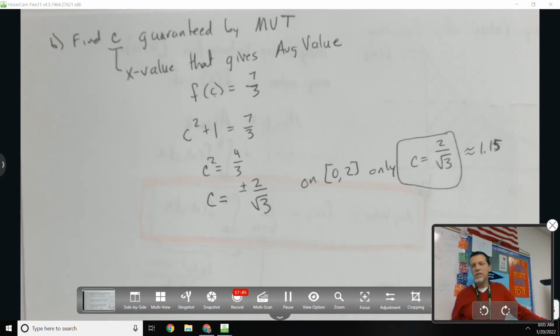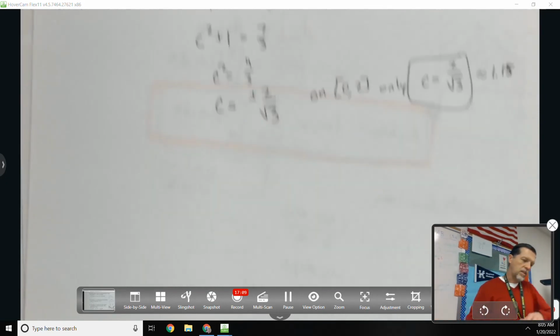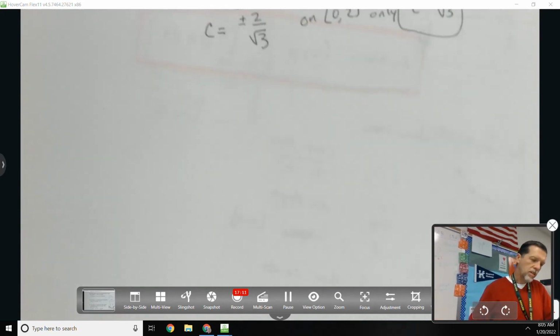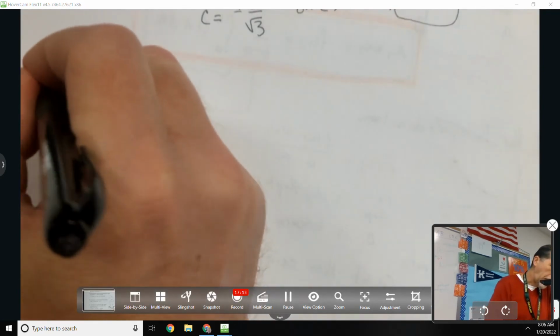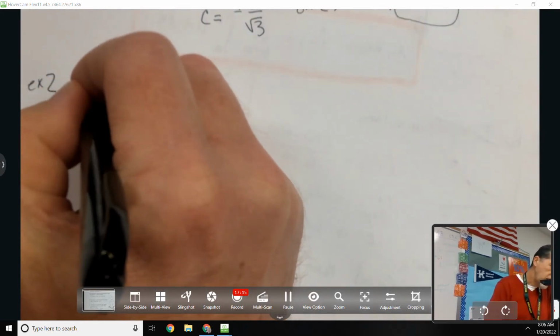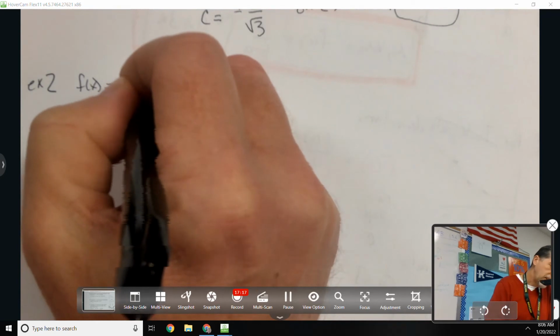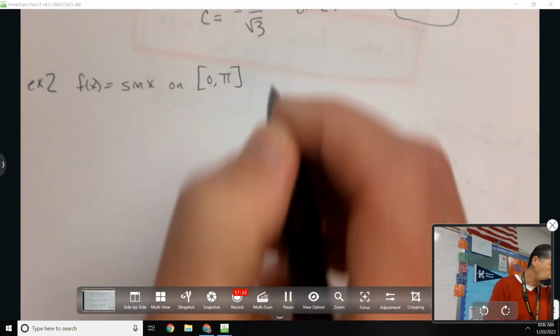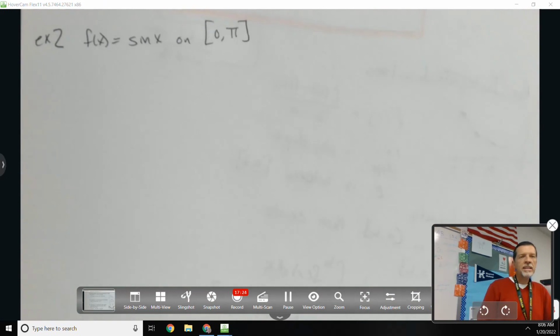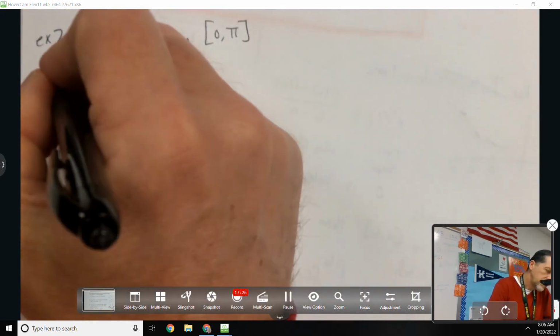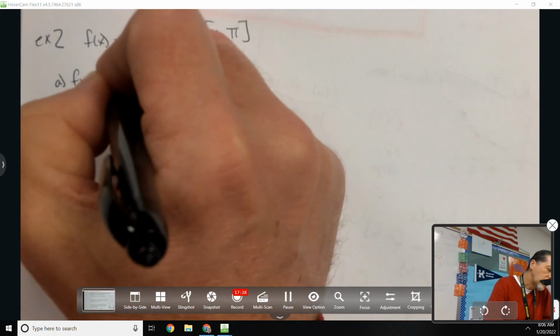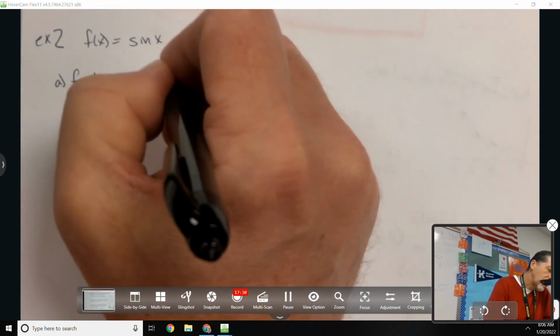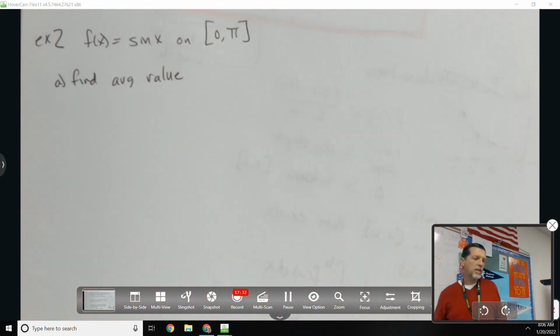Again, almost all these questions are 2 parts. Find the average value and find C where that happens. Let's do one more. F of x equals sine of x on 0 to pi. And it's going to be the same 2 questions. Find the average value. And then we'll find where that happens.